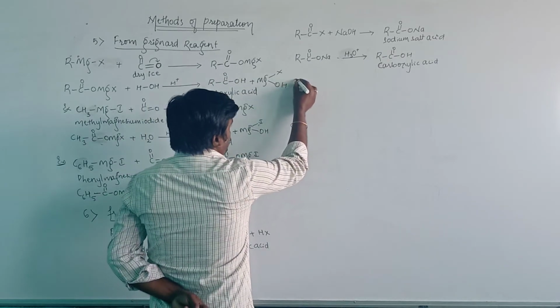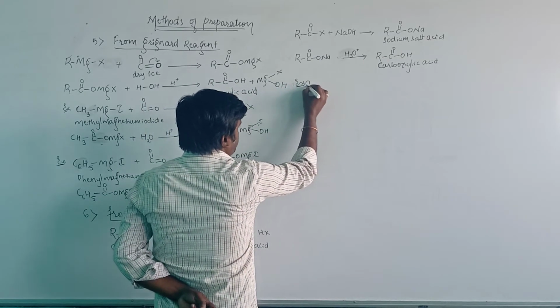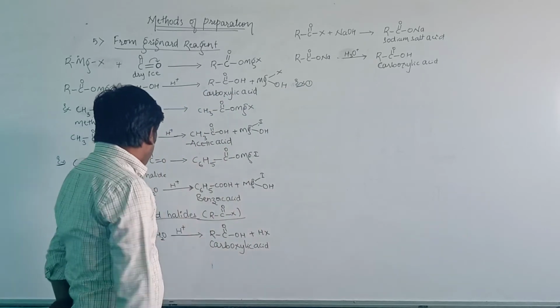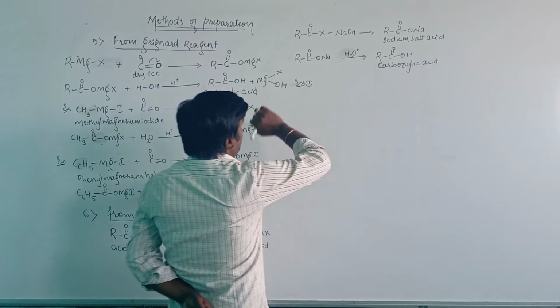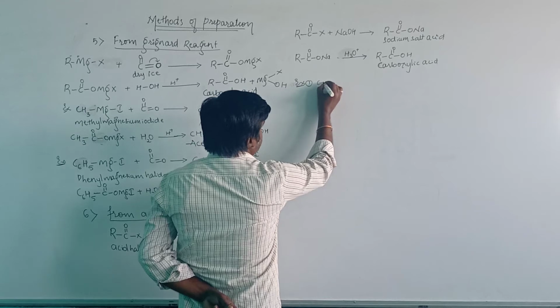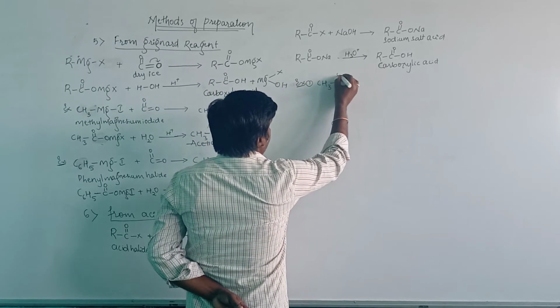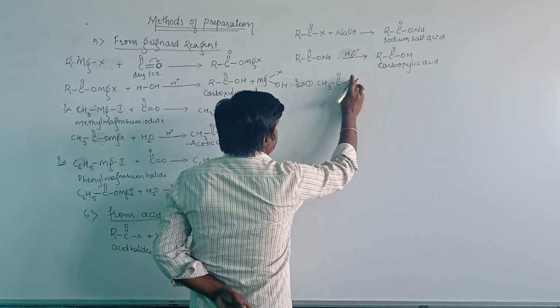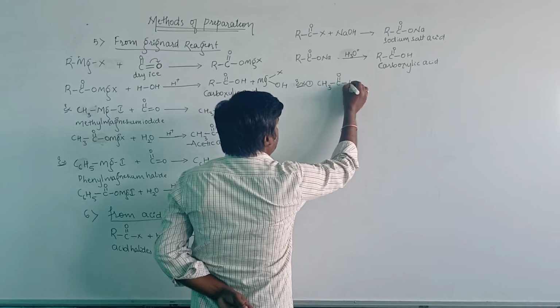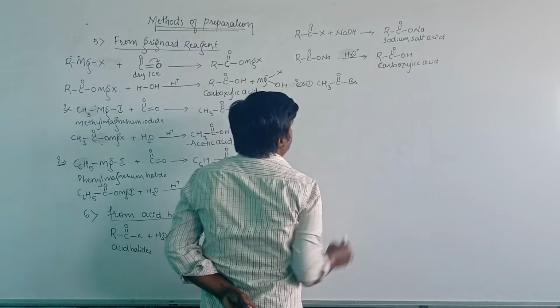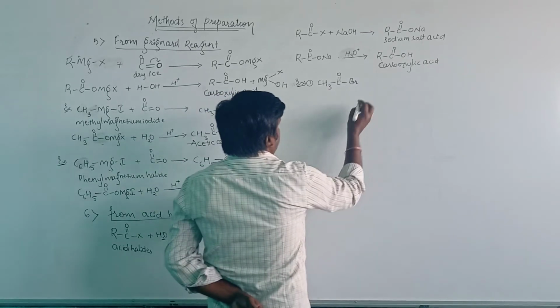Now let us see an example. First one: in the place of R, we can take CH3, so CH3 C double bond O X. In the place of X, I can take any halogen here. I am taking Br.